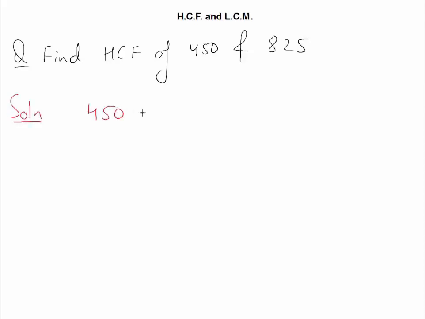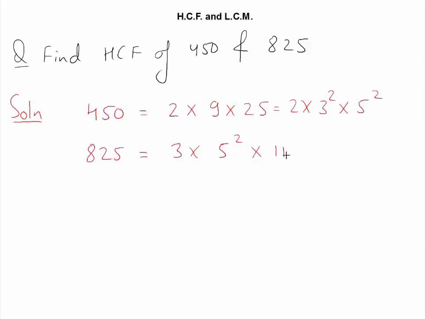So first we try and factorize each number. So 450 can be written as 2 multiplied by 9 multiplied by 25, which is 2 multiplied by 3 square multiplied by 5 square. Similarly, we can factorize 825, which equals 3 multiplied by 5 square multiplied by 11.